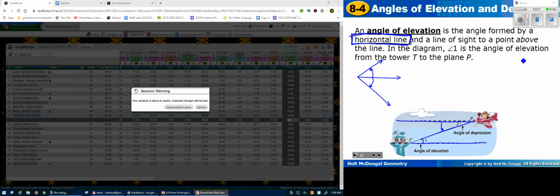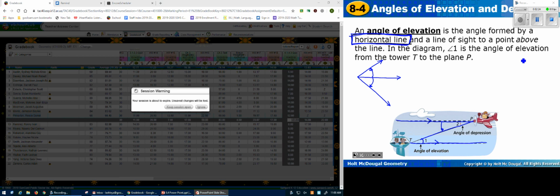Okay, I'm hearing a couple of different things. What kind of interior angles? Yes. So because these are horizontal lines, they're going to be parallel to each other. And that means you have a transversal, and those are alternate interior. So therefore, every angle of elevation will be congruent to its corresponding angle of depression.